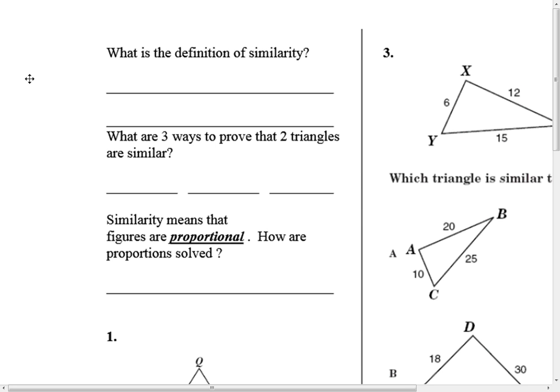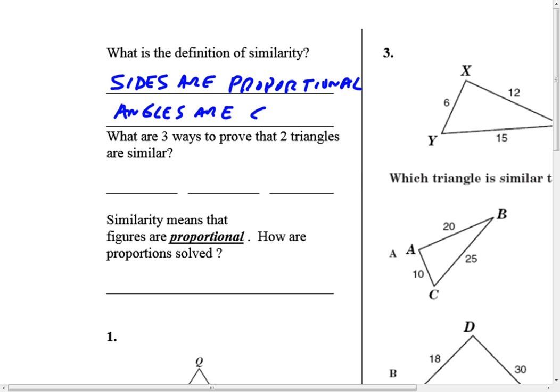All right. Proportional. Let's add a little bit to that. The sides are proportional. Are the angles proportional? What do we know about the angles within these figures? So part of it is congruent. The angles are exactly the same, but the sides are proportional.